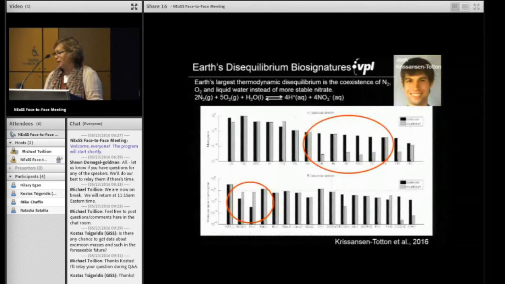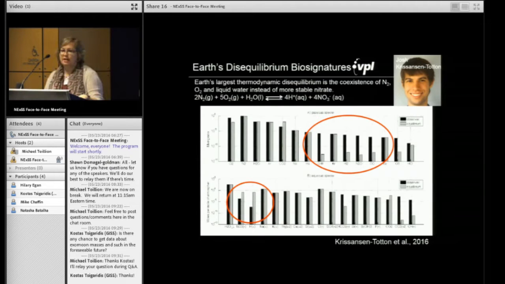Other things we look at, Earth's disequilibrium biosignatures, and this is Josh Christensen-Tutton's work, and he's sitting up the back there, so he's here as well. He also has a poster on this. So people talk a lot about disequilibrium being a biosignature. Josh actually knuckled down and quantified the thing, and what he discovered was that if you look at it as far as the Gibbs free energy amount and you quantify it that way, the canonical oxygen versus methane biosignature isn't actually the strongest disequilibrium state in our environment.